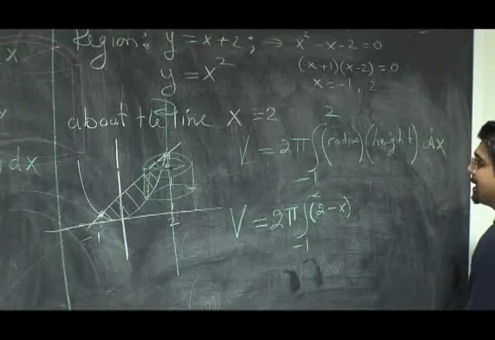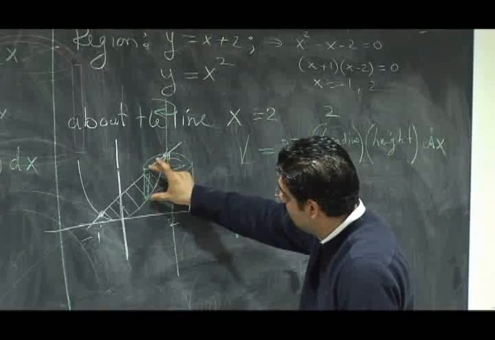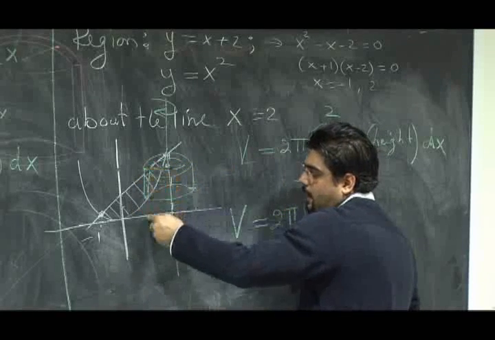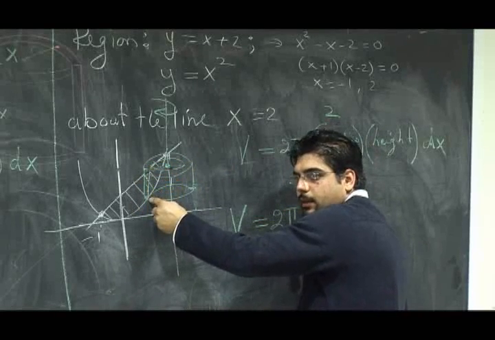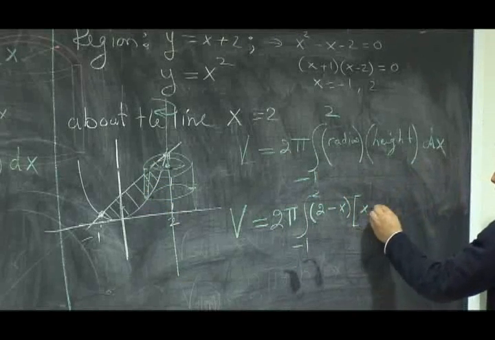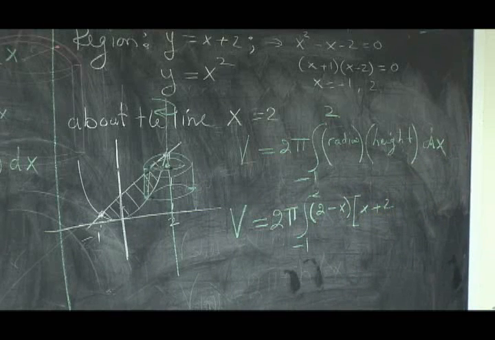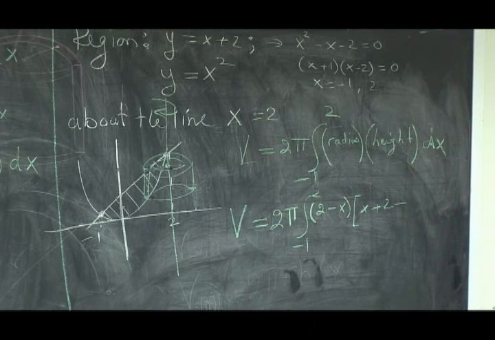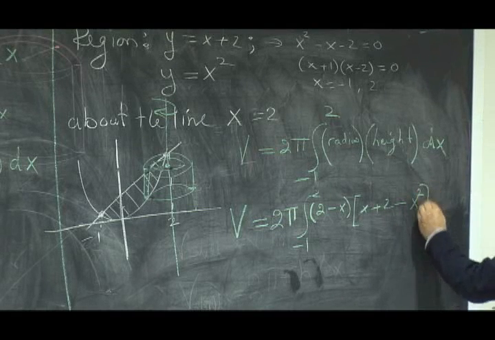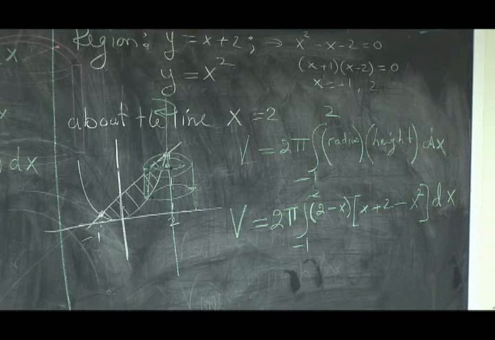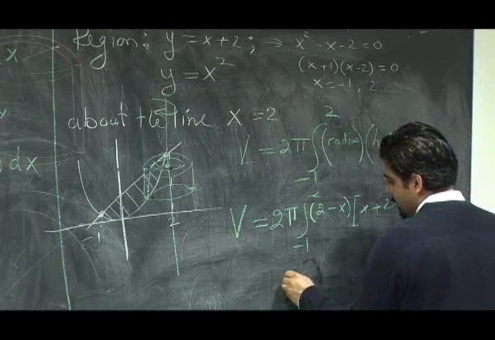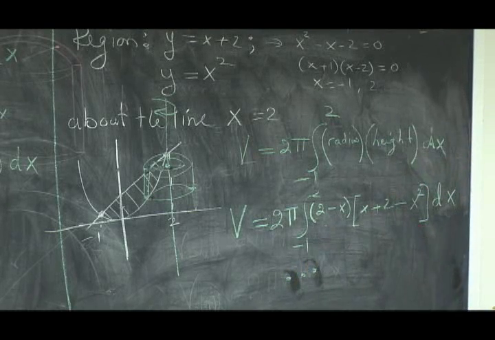Yes. The height of this rectangle, or the shell, is going to be the y value of the line minus the y value of the curve, yes? The y value of the line is x plus 2, that's what y is for the line, minus the y value for the curve, which is x squared. That gives you the height of the shell. And so now you have the integral. Now I'll stop here. You'd have to multiply this out, collect like terms, and then integrate.